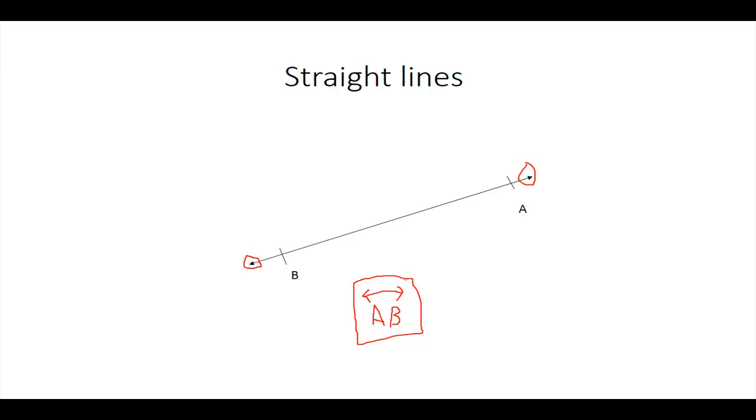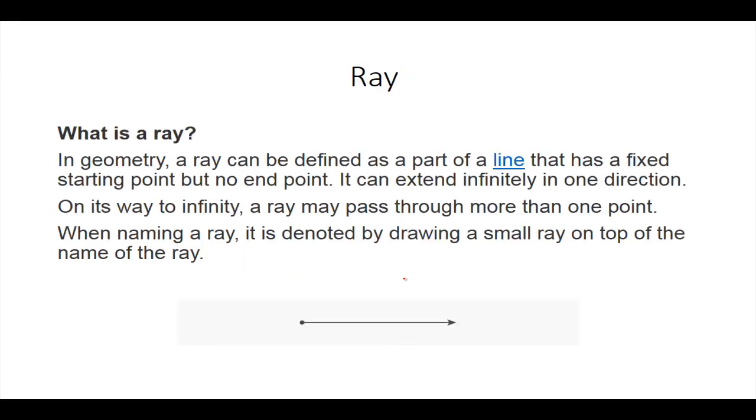Okay, so let's see the last figure. Ray. So what is the meaning of ray? A ray can be defined as a part of a line fixed by a starting point but with no ending point. So let's see. This one is called a ray. It starts from a point right here, but it has no ending point. So we represent the ending by an arrow. The arrow here represents that it has no limits in the other direction.